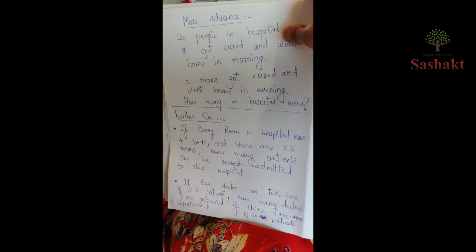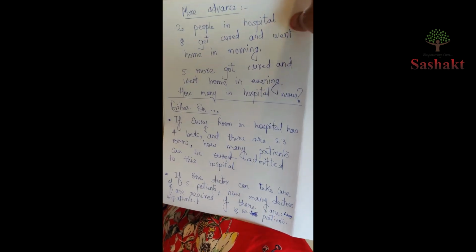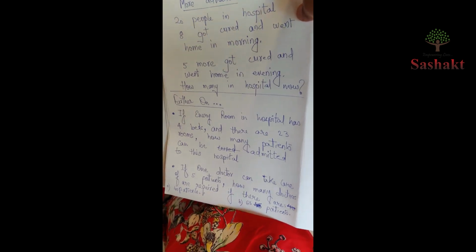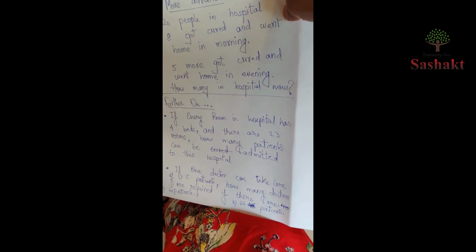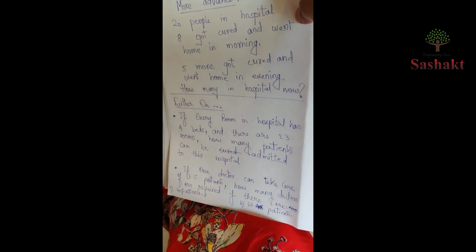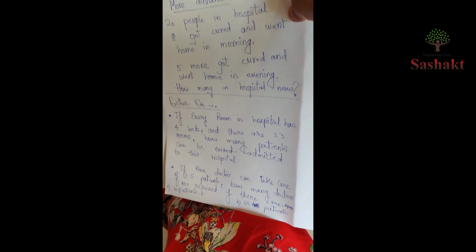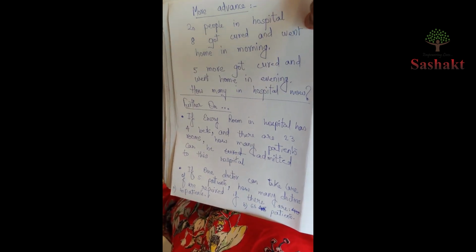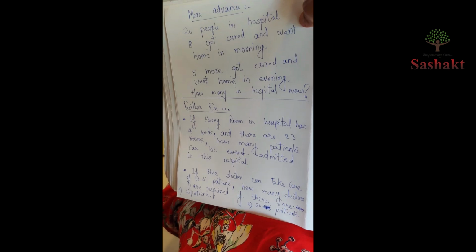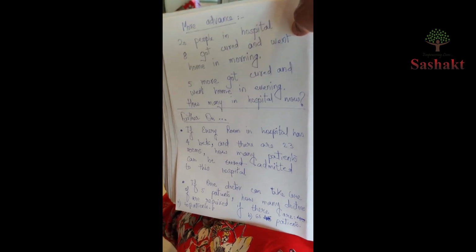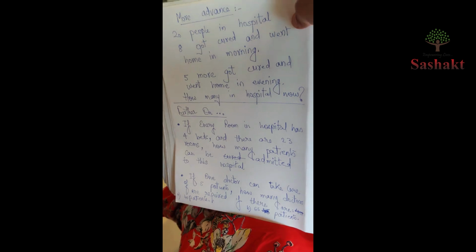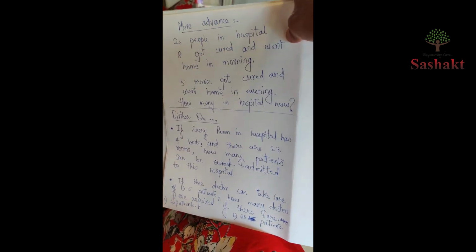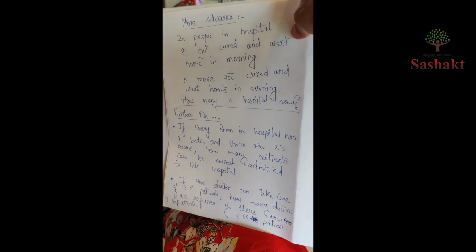Like for a Naman Aarti, what you could do is 20 people in the hospital, 8 got cured in the morning and went home, 5 more got cured and went home in the evening, 12 people got admitted at night. Now how many people in the hospital? Which means first they have to add 8 and 5, make it 13, subtract it from 20, and then the last one, there are more people who've gotten added, so to the total number, you have to add the number of people who've got added.